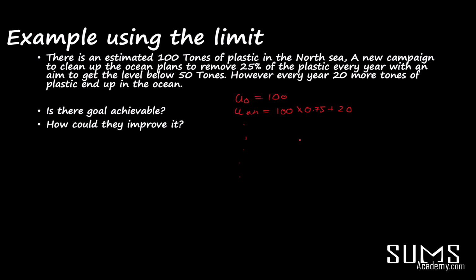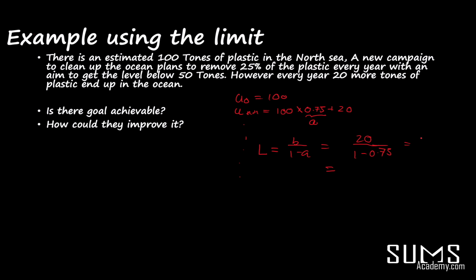But now that we know about the limit, we can actually make some more informed decisions. Well, we know that this A is between -1 and 1, so therefore we know that a limit exists, so that's good. So let's see if we can work it out. The limit is equal to B over 1 minus A, which is equal to 20 over 1 minus 0.75.